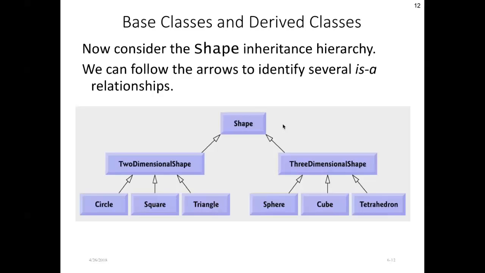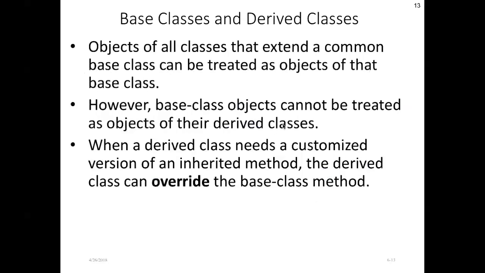Okay, that is called polymorphism. It's called method overriding. Okay, we will know that. Objects of all classes that extend a common base class can be treated as objects of that base class. We will see that, it's easy. It's easy for me to explain this in a program.